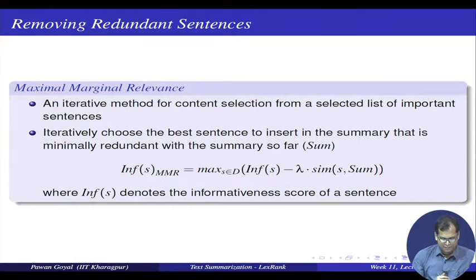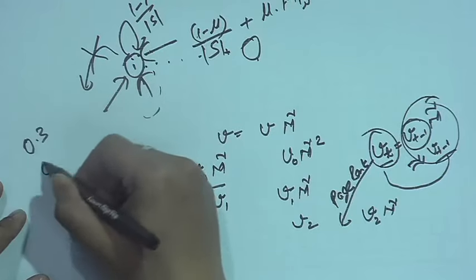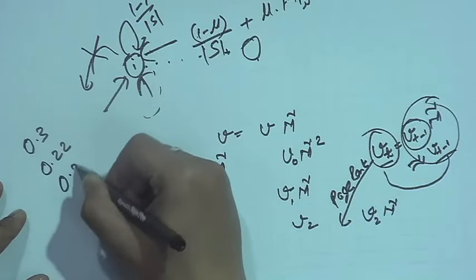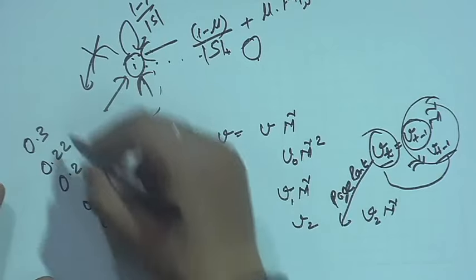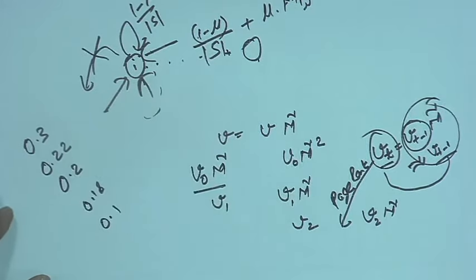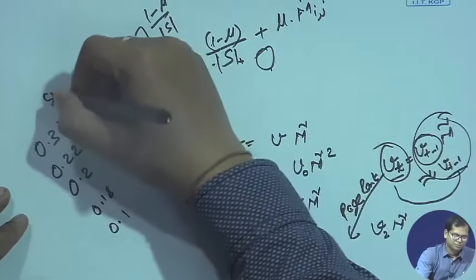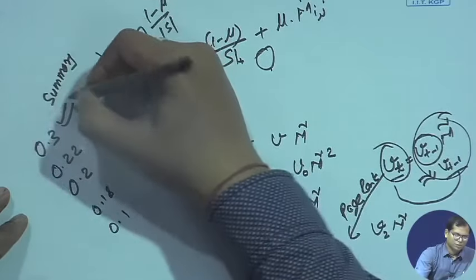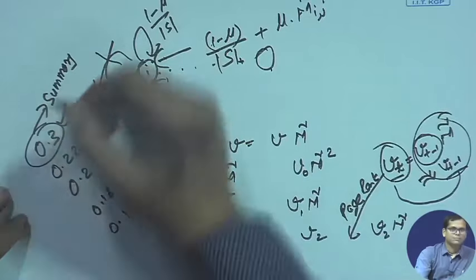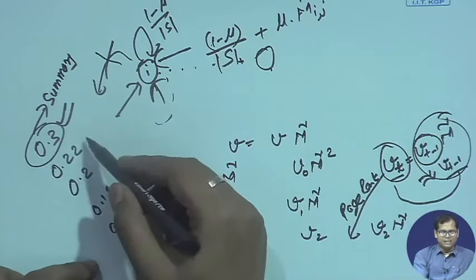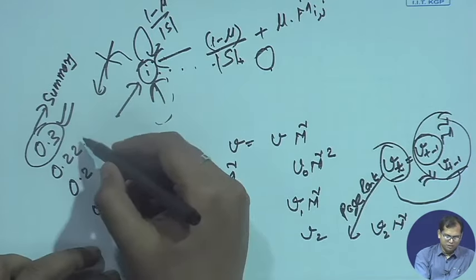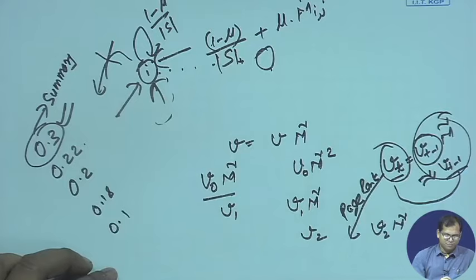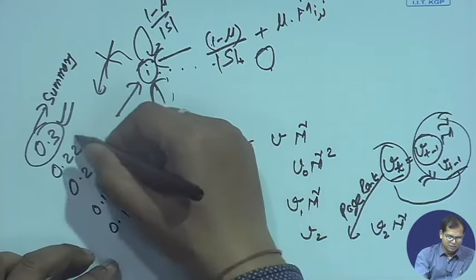So what is the idea? Suppose you have the sentences with informativeness 0.3, 0.22, 0.2, 0.18 and say 0.1. Okay, informativeness of 5 different sentences. So you took this sentence for your summary. Summary contains this sentence 1. Now, as per the relevance, you will take sentence S2. But what this approach says, okay, now you again re-rank them. And what is the criteria?